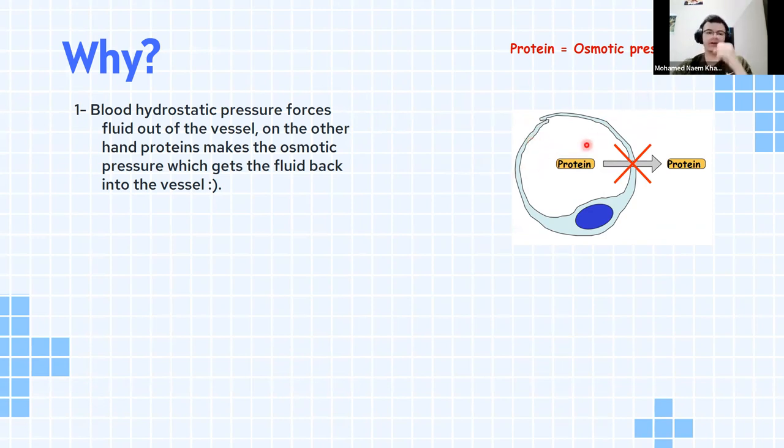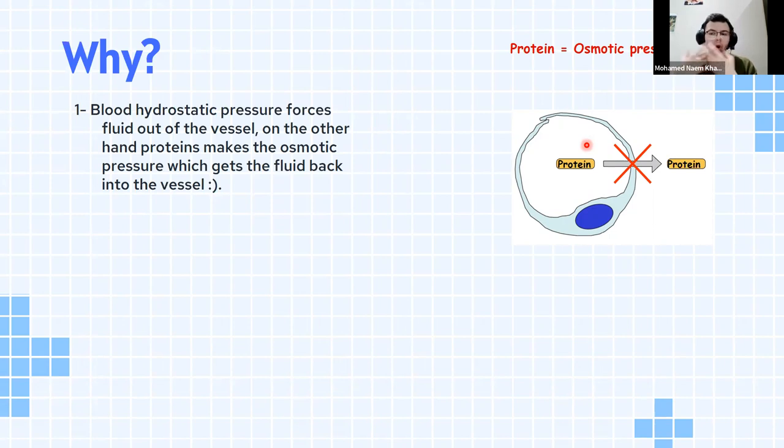So what happens here is the hydrostatic pressure pushes the fluid outside of the vessel, then the osmotic pressure gets the blood and the fluid back inside the vessel. Very simple concept. You guys did CVP, so you should know this. If you remember, osmotic pressure is made by what? It's made from the proteins inside the vessels. And if you remember more, these proteins are usually albumin.